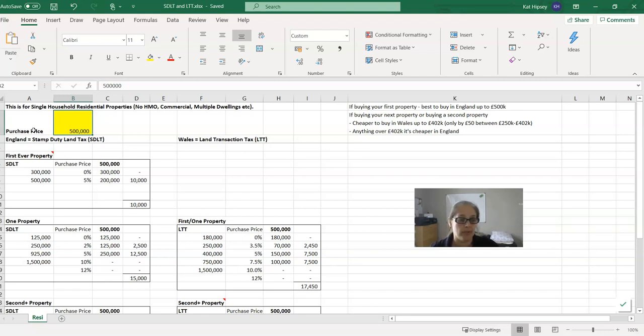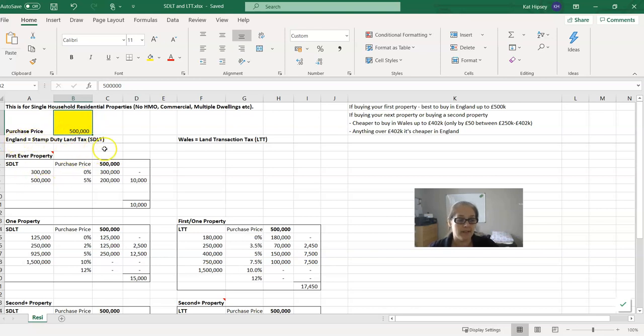To start with, in this yellow box is where you'd put your purchase price. In Wales, I'm typically looking at anywhere between 40,000 and 100,000, whereas in London, you might start at 500,000 and go up. So it depends on your area as to what's realistic for you.